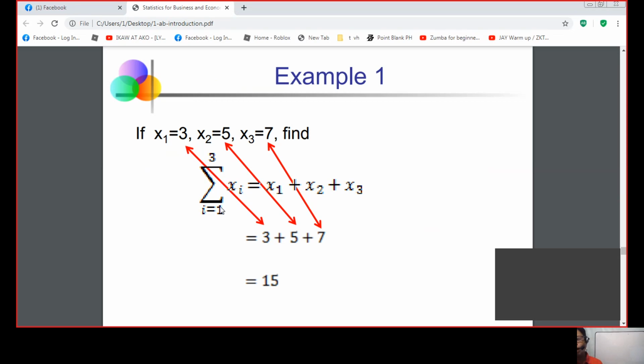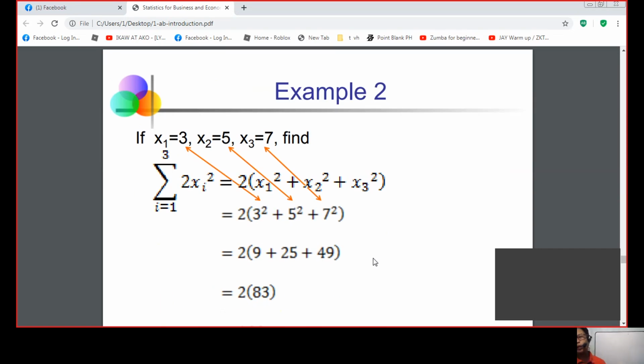Okay, but in this problem, it is 1 to 3. So, yung tatlong yan, x sub 1, x sub 2, x sub 3, kasali lahat yan. Okay, so meaning, summation of x sub I is equal to x sub 1 plus x sub 2 plus x sub 3. Tatlo sila. That is 1 to 3. Kaya ang values niya ay x sub 1 is 3, x sub 2 is 5, x sub 3 is 7. So, 3 plus 5 plus 7. So, meaning, the summation of x sub I from 1 to 3 is equal to 15. Okay, so that's it. Number 1.